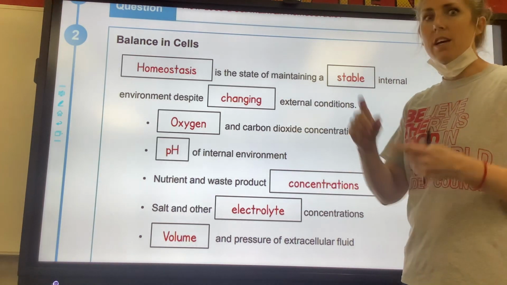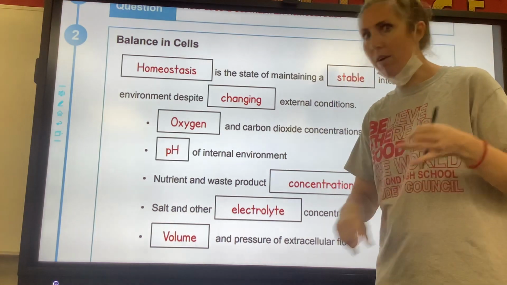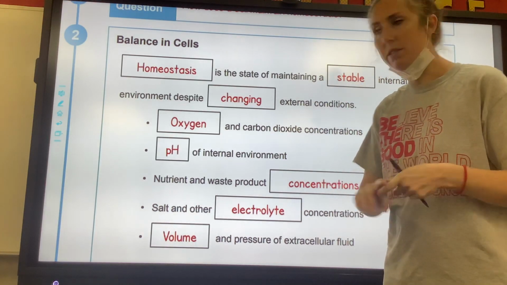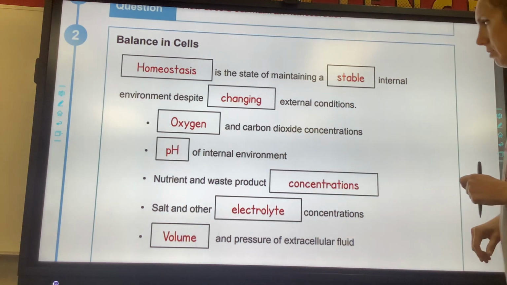That's why people take blood pressure medication. They take things for their thyroids. They take insulin for diabetes. They're all trying to figure out how to maintain homeostasis for all of these.